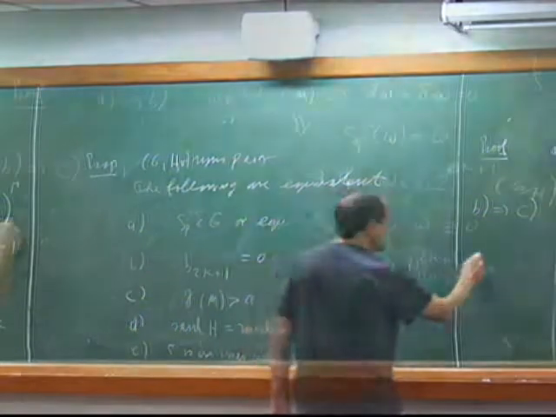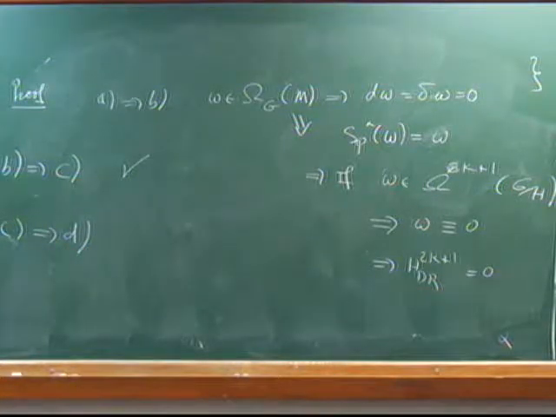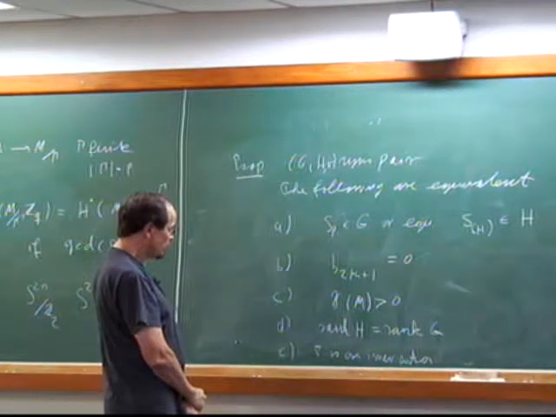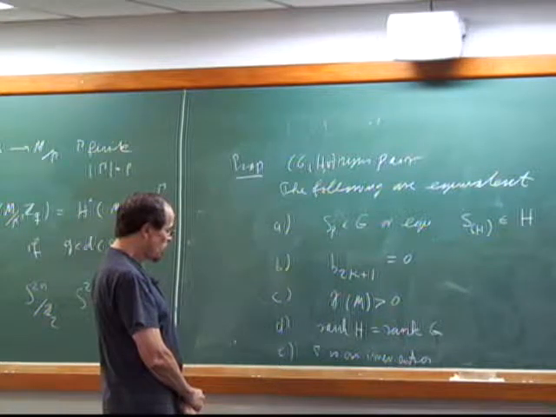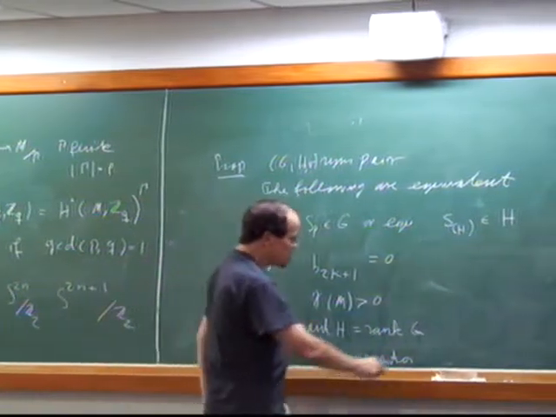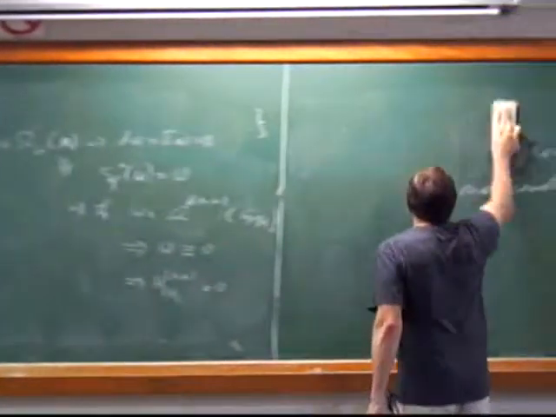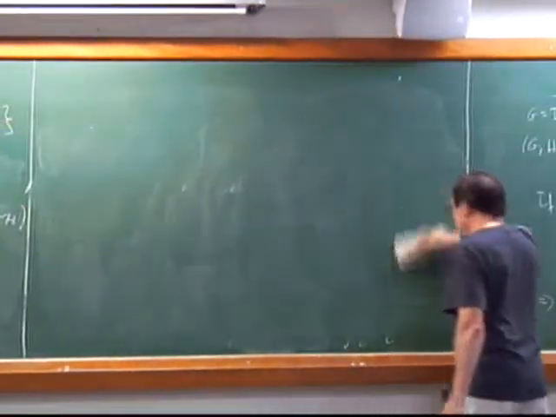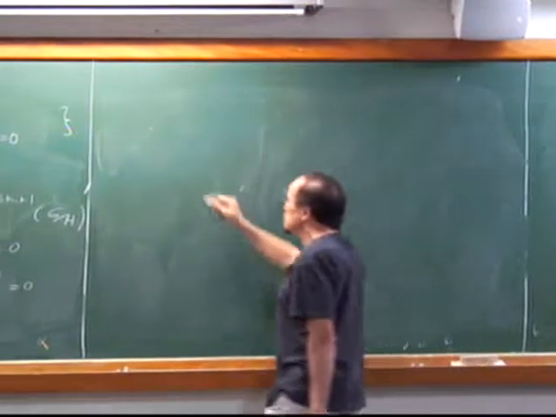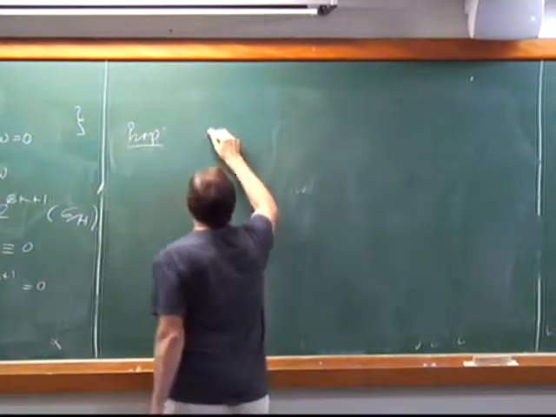C implies D. I need another general proposition. Maybe that's probably the most interesting part. D implies E, it's not so hard, that's easy. But C implies D is a following general statement. It's kind of interesting about homogeneous spaces. Not symmetric spaces, but homogeneous spaces.